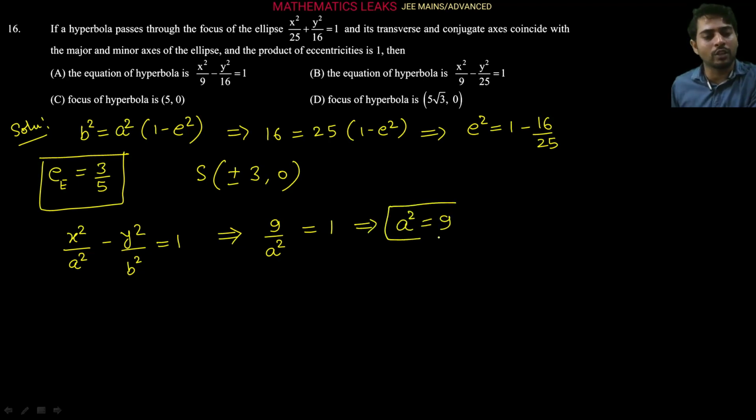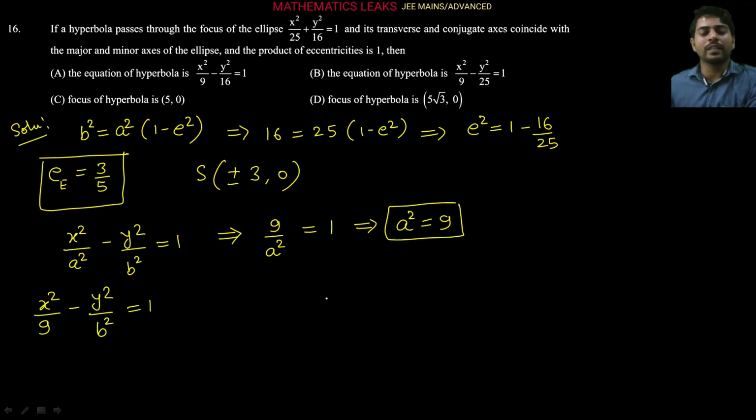So our equation of the hyperbola can be represented as x square by a square, which is 9 here. So we can write down x square by 9 minus y square by b square is equal to 1, right? And now from here we can also see that the eccentricity of the hyperbola is given such that when it is multiplied with the eccentricity of the ellipse, the result will be 1.